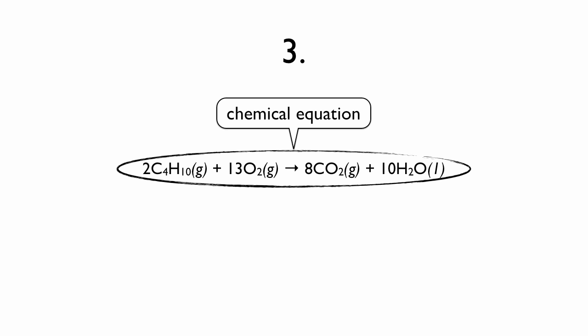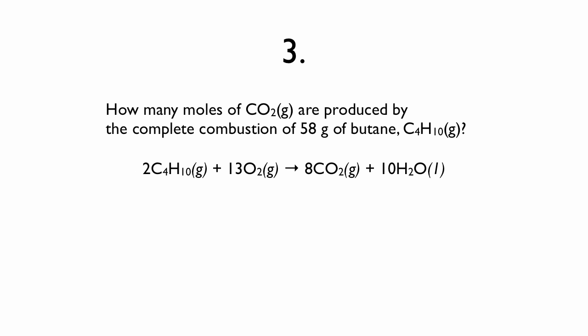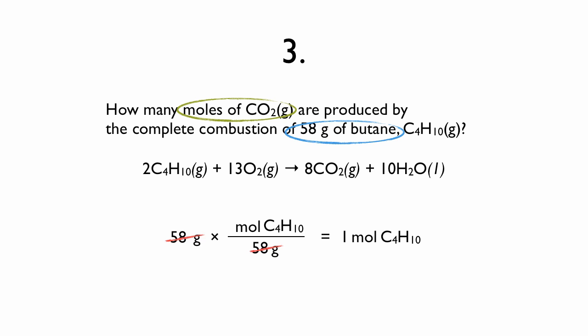Number 3, first of all, here is a chemical equation. This is a sentence in the language of chemistry. The question is, how many moles of carbon dioxide are produced by the complete combustion of 58 grams of butane? Notice, we're asked to provide an answer in moles, so we've got to do some conversion here. First up, we take our 58 grams of butane, multiply by the weight of 1 mole of butane. Grams cancel out, and we get the answer, 1 mole of butane.